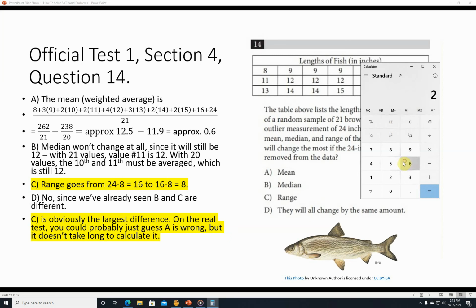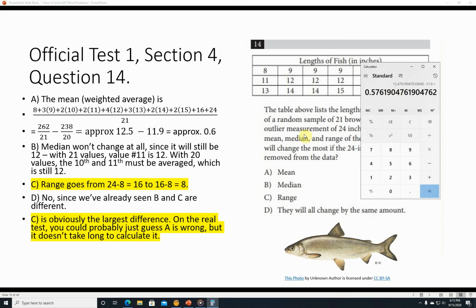So we'll just go 262 over 21. Boom, 12.476. And then we're going to go minus 11.9. And we get 0.576, or roughly 0.6. So that's the difference in the weighted average. That's going to be the change.